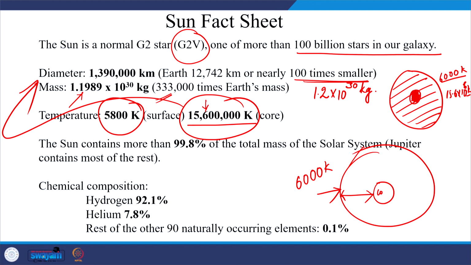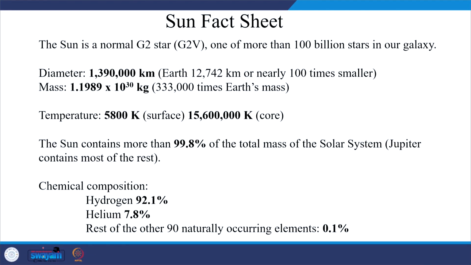And more importantly, the sun contains 99.8% of the total mass of the solar system. This is a very important fact. The sun contains more than 99.8% of the total mass of the solar system. Jupiter contains much of the remaining 0.2%, since much of the rest of the mass is concentrated in Jupiter. Now, what is it?